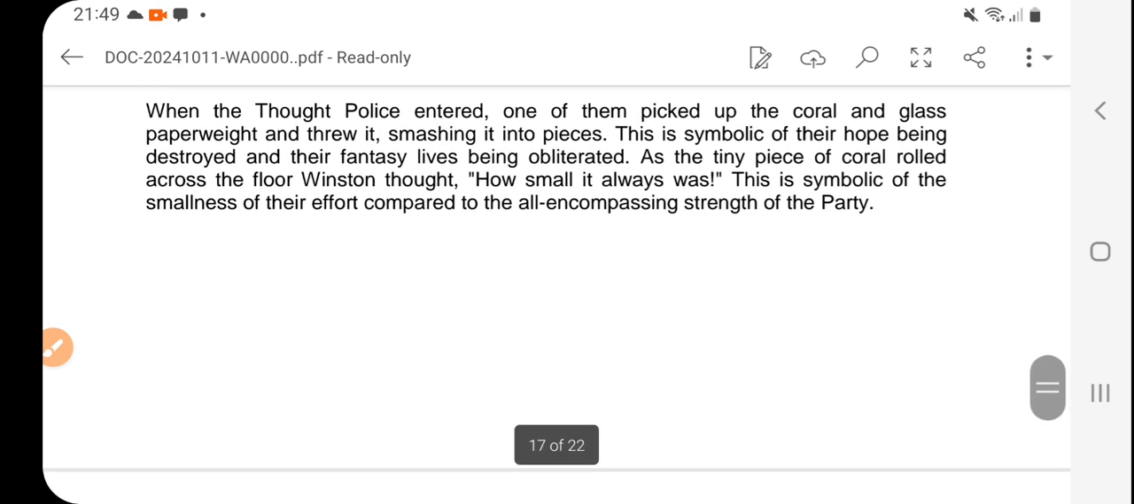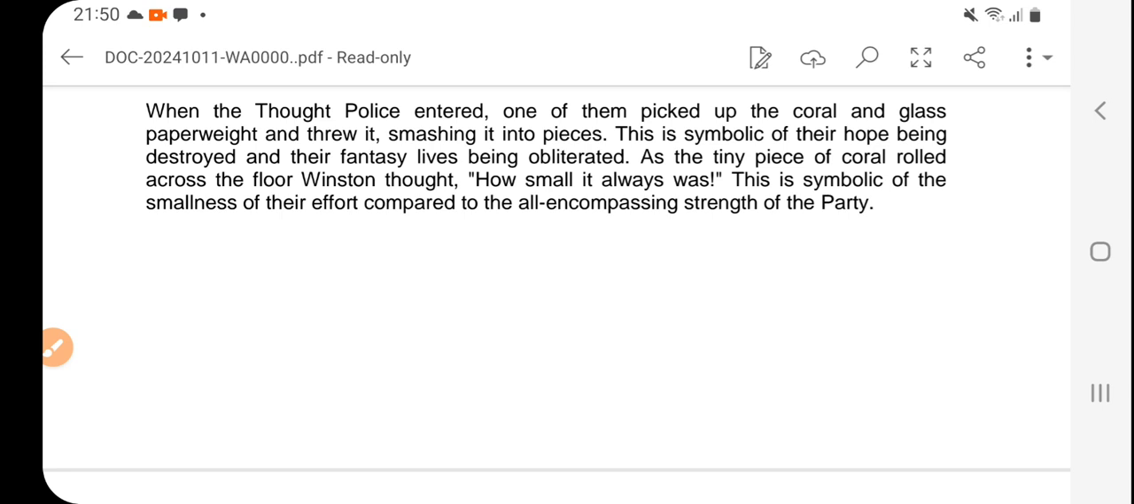When the Thought Police entered, one of them picked up the coral and glass paperweight and threw it, smashing it into pieces. This is symbolic of their hope being destroyed and their fantasy lives being obliterated. As the tiny piece of coral rolled across the floor, Winston thought how small it always was. This is symbolic of the smallness of their effort compared to the all-encompassing strength of the party.